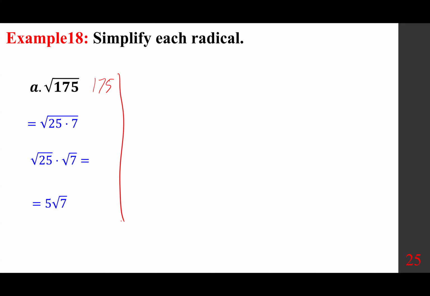175. Can you divide by 2? No. Can you divide by 3? 1 plus 7 is 8, and 5, 13. No. A number is divisible by 3 if the sum is divisible by 3, but clearly it's divisible by 5. So you divide it, and you get 35, and divide by 5, you get 7. So what you can write here is 5 squared times 7, and then 5 squared comes out. That's one way to do it.